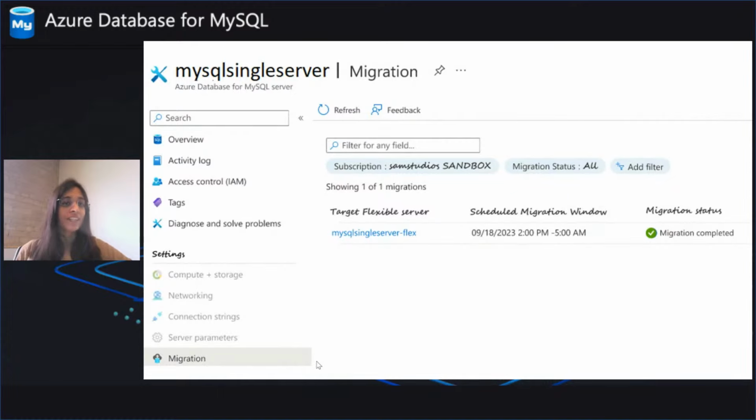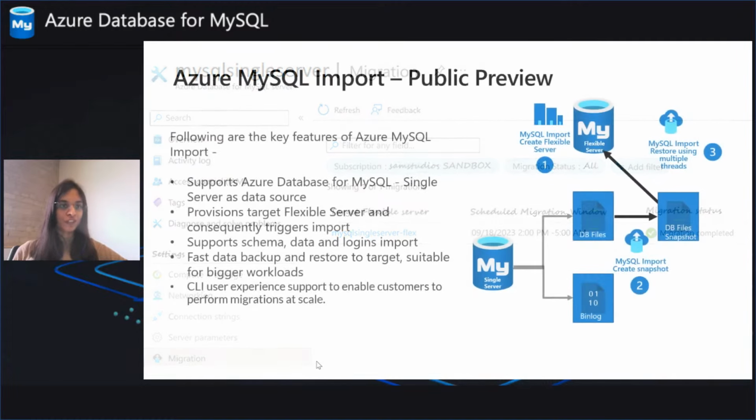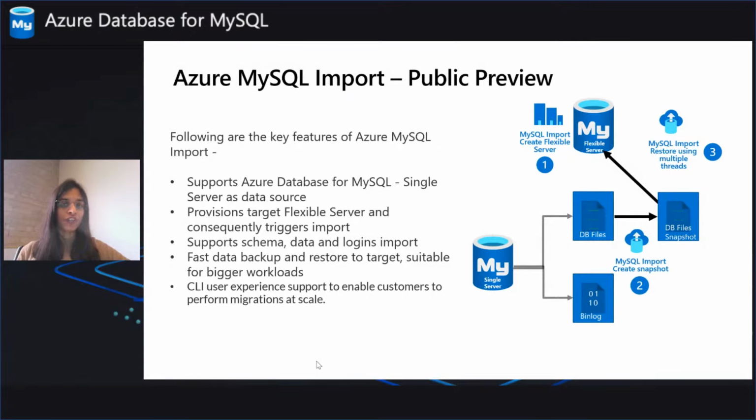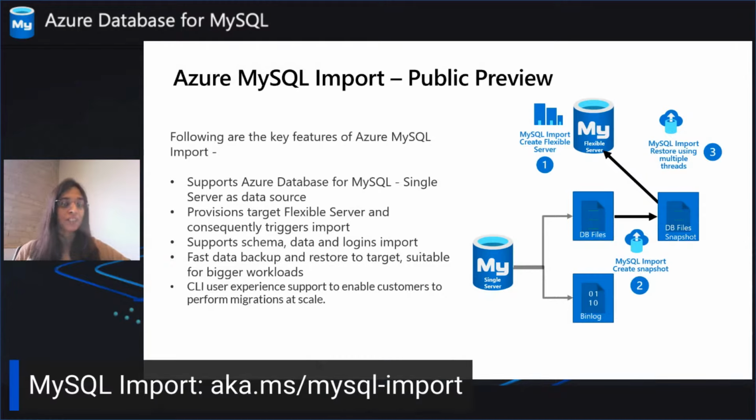Next, I am excited to talk about another interesting addition to the MySQL migration toolkit, and that is Azure MySQL Import. We've just announced the public preview for this tooling. The key feature for Azure MySQL Import is that it currently supports Azure Database for MySQL Single Server as the data source. It provisions the target flexible server and consequently triggers the import, where it first creates the MySQL import snapshot from the single server and then copies it to the target flexible server it had provisioned using multiple threads.